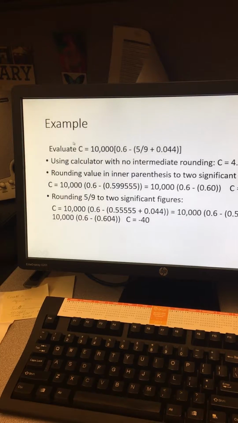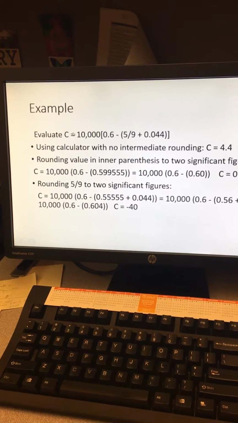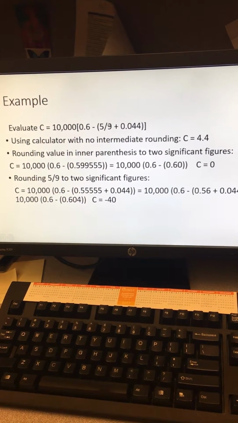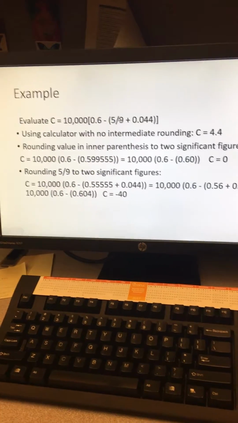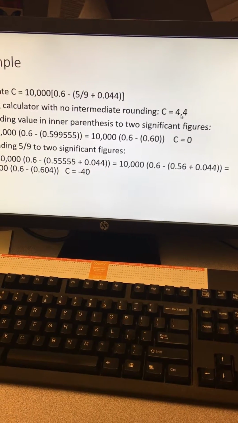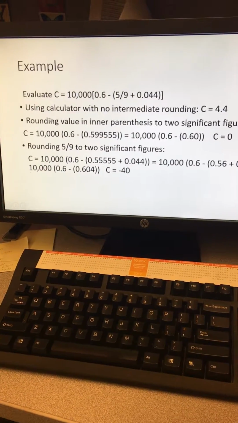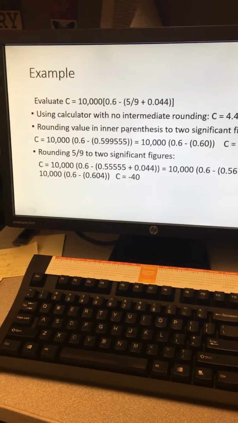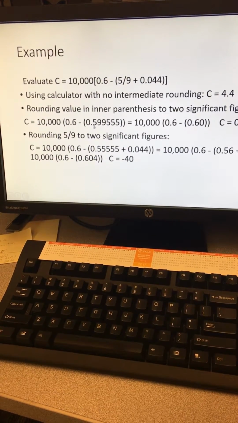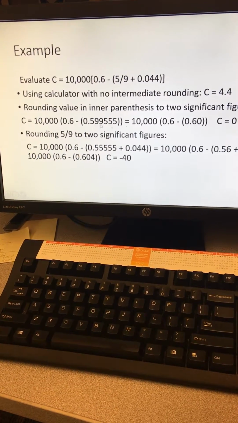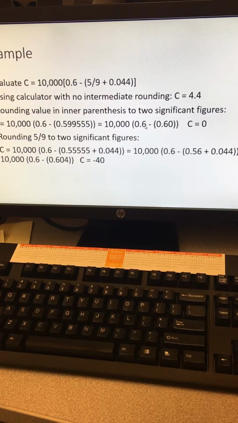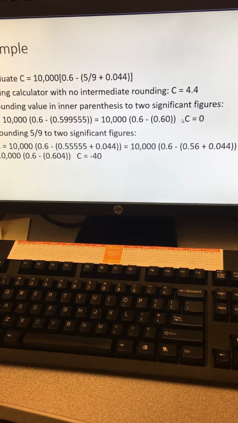So we evaluate C is equal to 10,000 times (0.6 minus 5 divided by 9 plus 0.044). If we use a calculator with no intermediate rounding, the answer C would be equal to 4.4. If we rounded values within the parentheses to 2 significant figures, so if we look at this right here, the answer would be 0.599555. If we round that to 2 significant figures, it'd be 10,000 times (0.6 minus 0.60), which C would then equal 0.